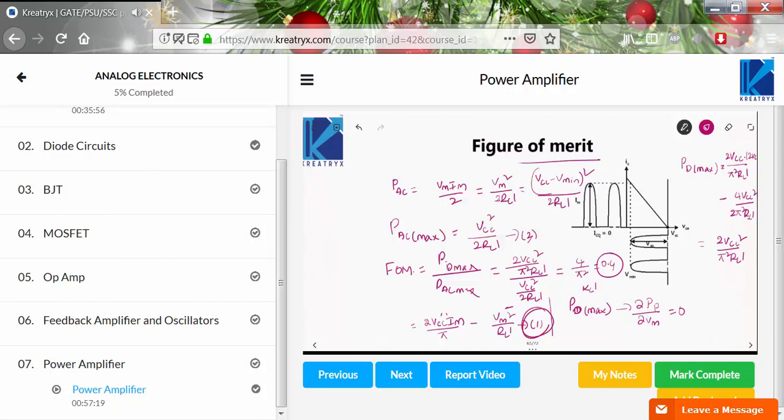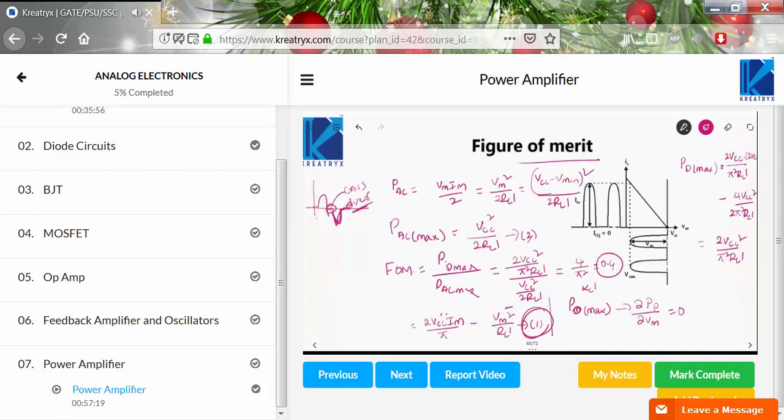Now what are the advantages of class B transformer coupled? Higher efficiency. Previously it is 50%, now it is 78.5%, and also it has a small figure of merit, that is 0.4, right? Also the quiescent power dissipation is negligible in class B amplifier because of push-pull operation. But what is the drawback of this one? It will give crossover distortion, that is the only drawback. See the output, once it conducts for 180 degrees, right? So this is called crossover distortion. This is the drawback of class B transformer coupled.